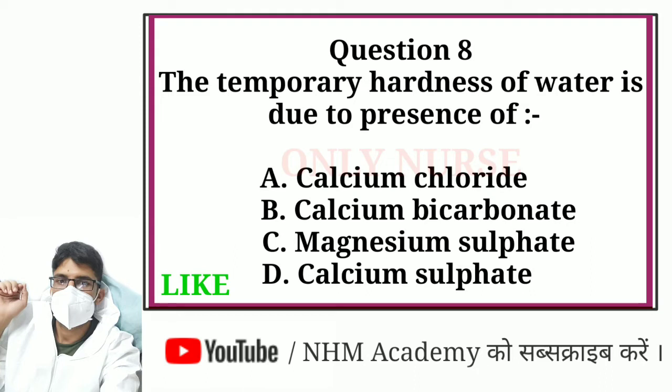Question 8. The temporary hardness of water is due to presence of. Options: A. Calcium chloride. B. Calcium bicarbonate. C. Magnesium sulfate. D. Calcium sulfate. Right answer of this question is option B. Calcium bicarbonate.